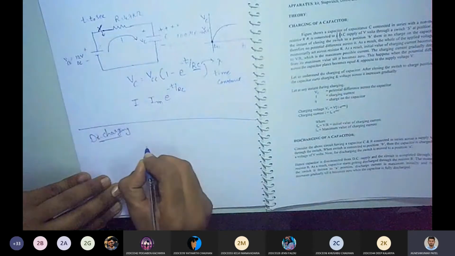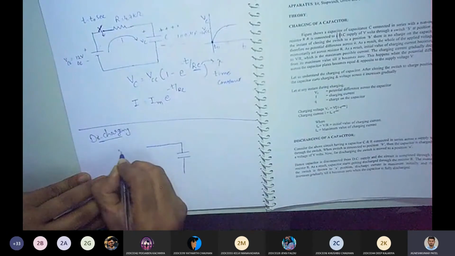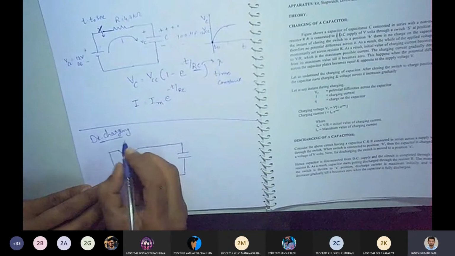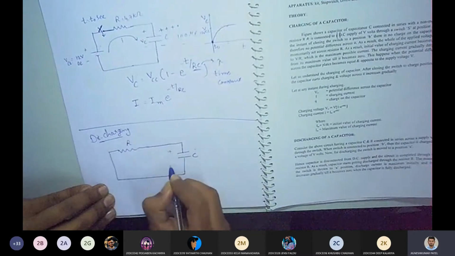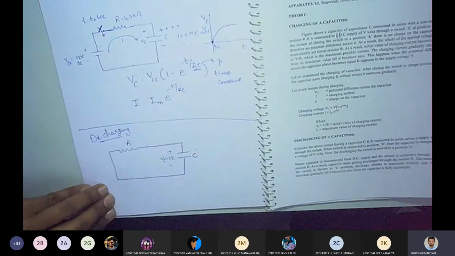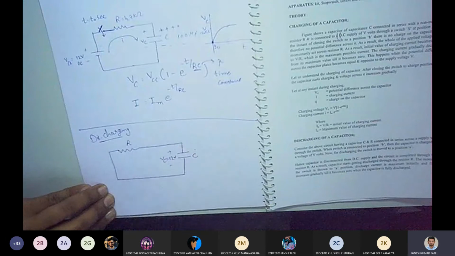If we remove this battery, then what happens? Initially my capacitor is fully charged. Then your circuitry looks like this. This is my R, this is my C, and because initially it is charged to 12 volts, as we gave the 12 volt supply, it acts like a temporary supply.